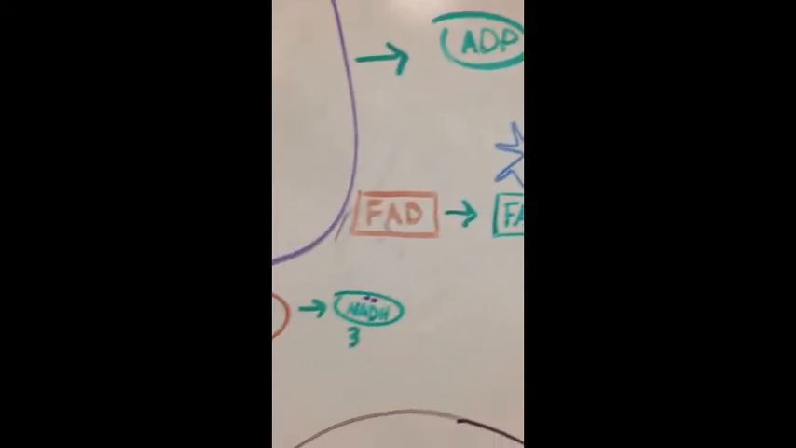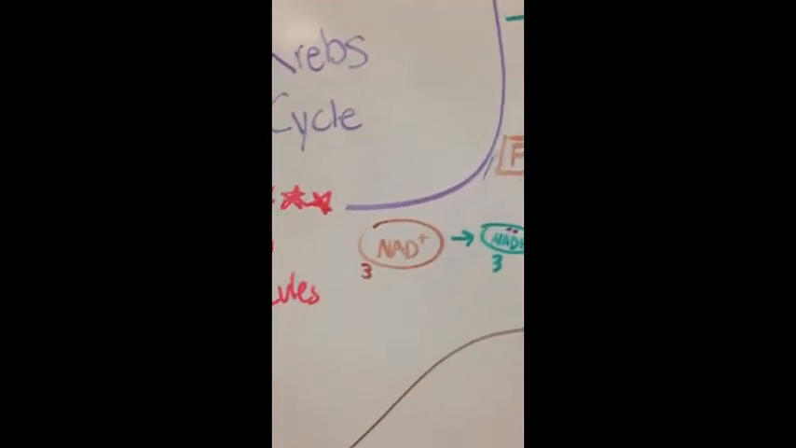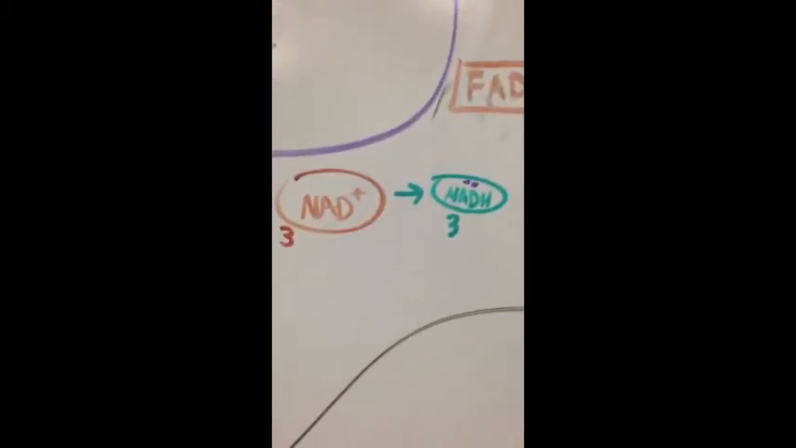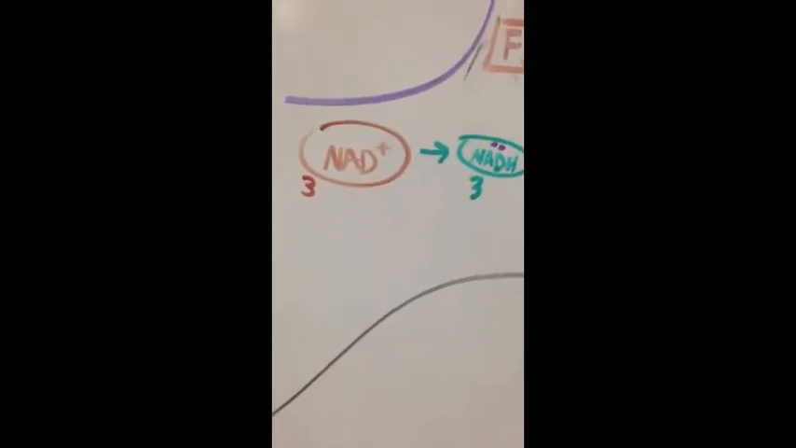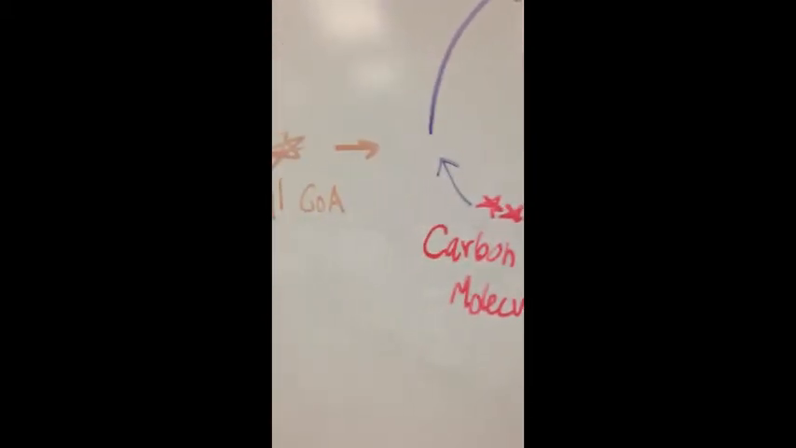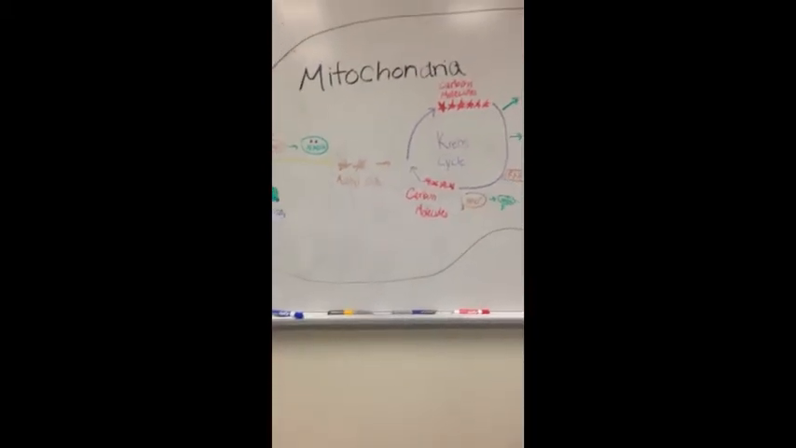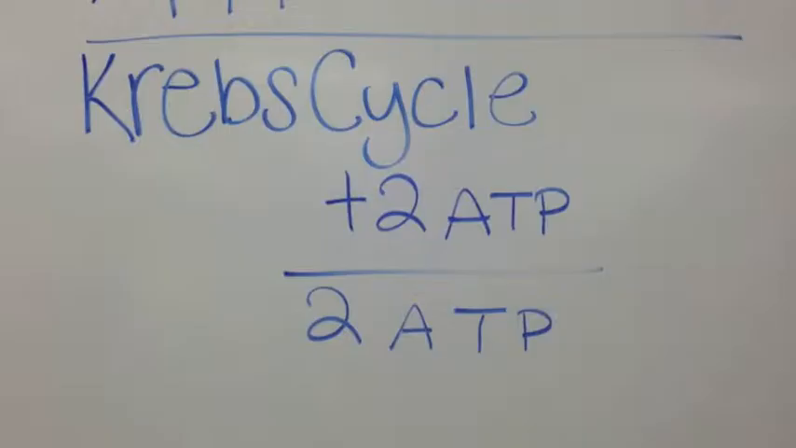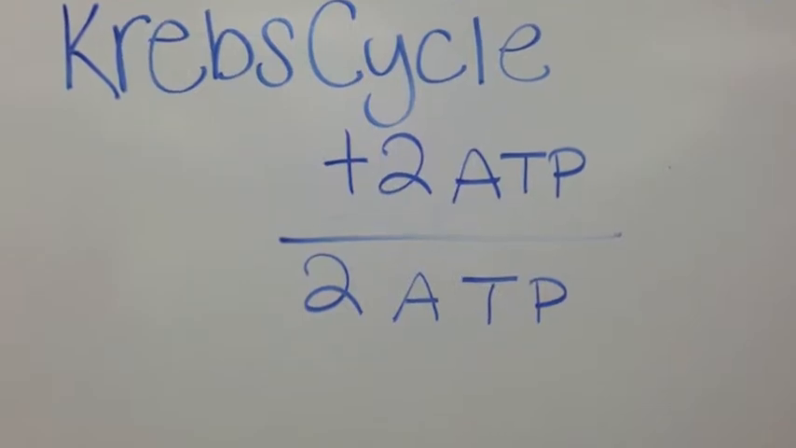FAD turns into FADH2 with more energy, and NAD positive turns into NADH with 2 more electrons. That NADH goes into the next stage of cellular respiration, the electron transport chain and ATP synthase action. ATP totals: in the Krebs cycle, you gain 2 ATPs.